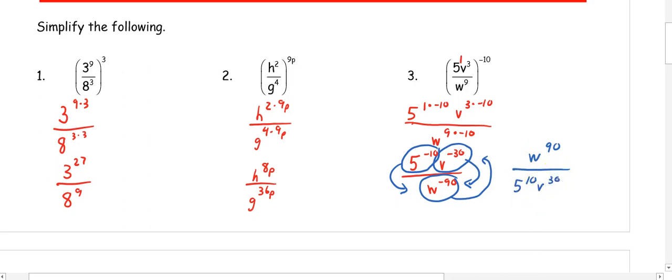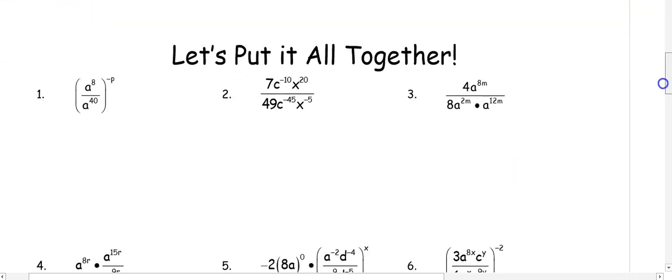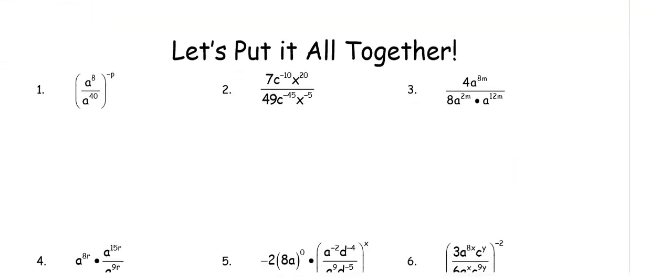Now, if I was to evaluate 5 to the 10th, I would get larger than a 4-digit number, so I'm going to leave it in exponent form. So let's put it together and look at some examples.